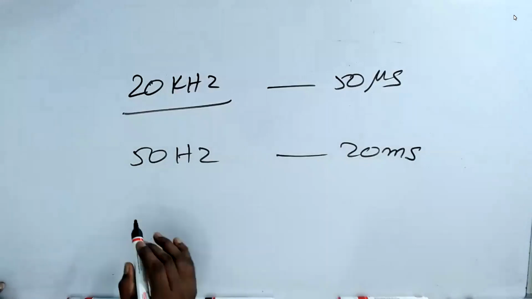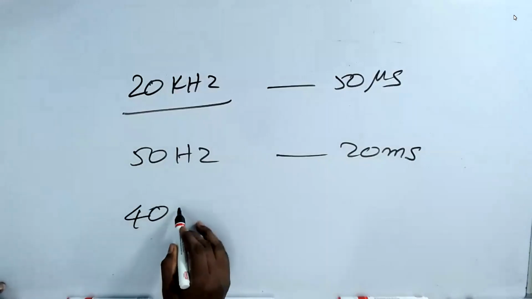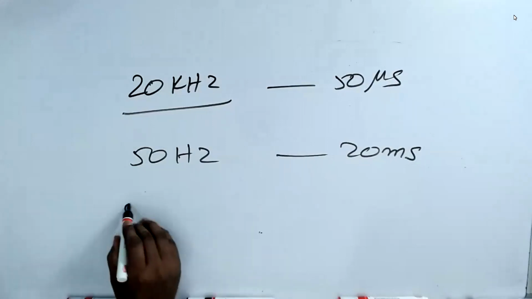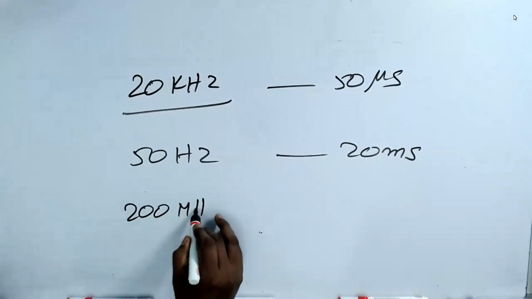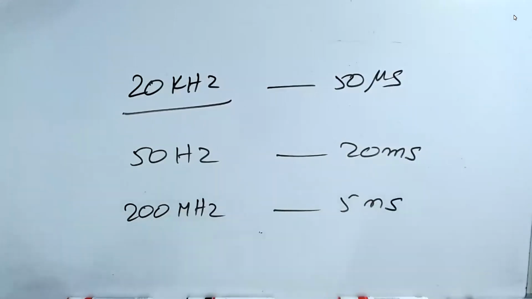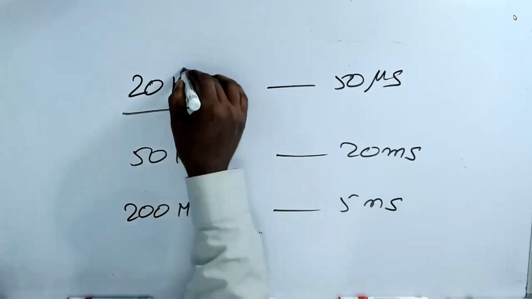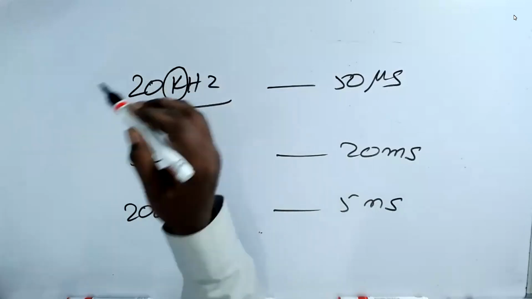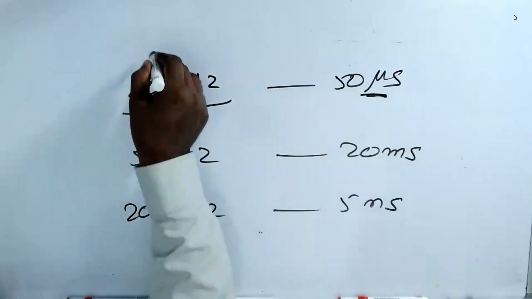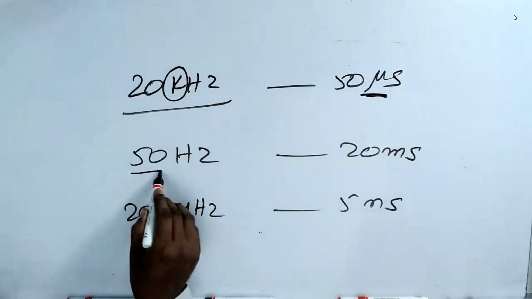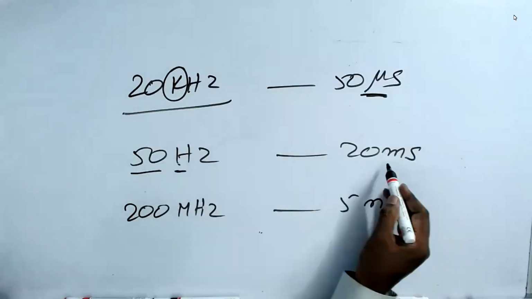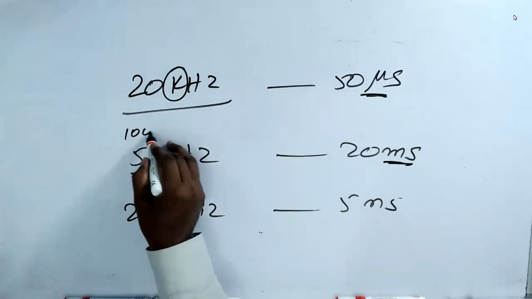If somebody says 200 megahertz, say 5 nanoseconds. See how fast I'm doing. It's simple. If it is kilo, normally it's milli, but don't put milli, put micro, because you're going to put 1000 by 20. Then if it's 50 hertz, that means nothing, so I'm adding milli, but I'm putting 1000 by 50.